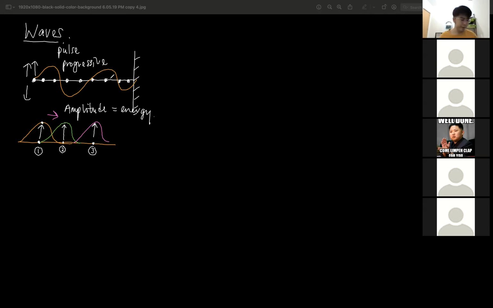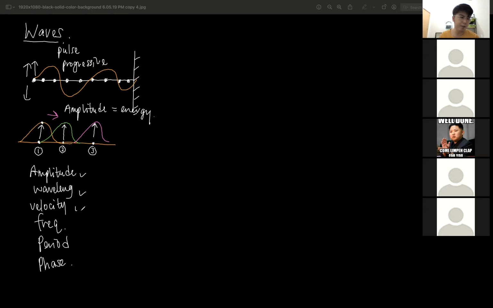Now, next one. Here, there are a few terminology that you need to know. You learn about amplitude, you learn about, what else? Wavelength, and you learn about velocity of wave, frequency of wave, period, and also the phase. Phase and the phase difference. In the exam they will always ask you to determine all this, especially the phase difference. In the past, they ask you to find the phase difference.